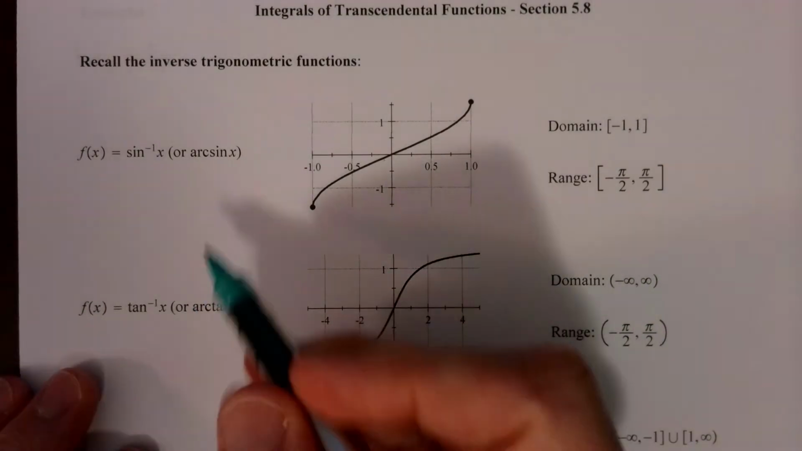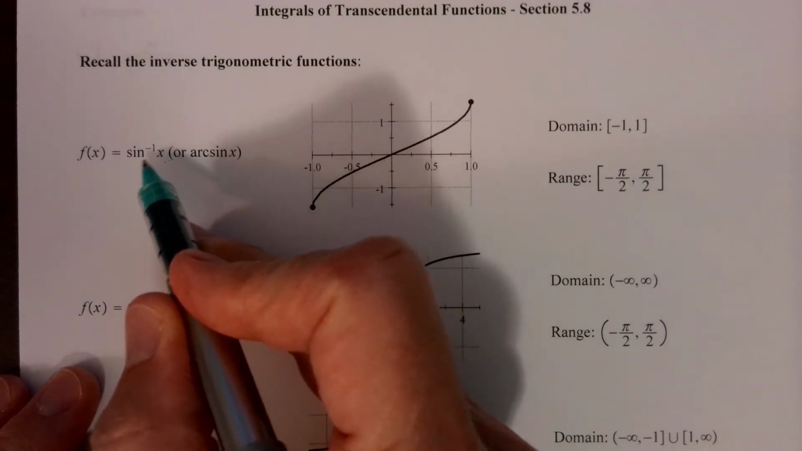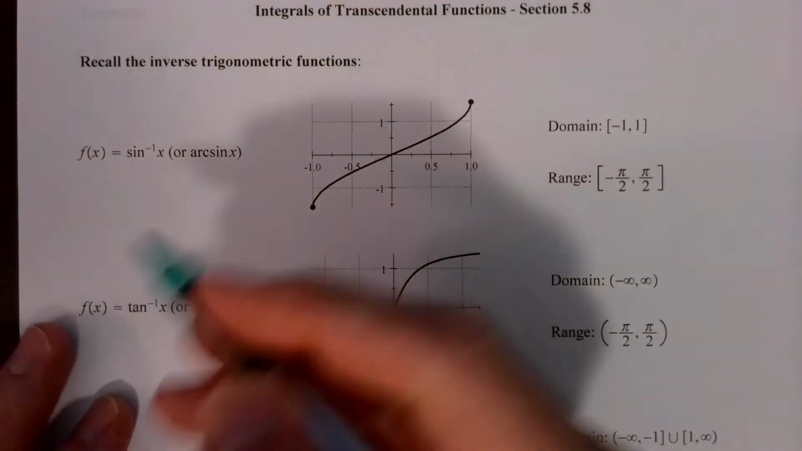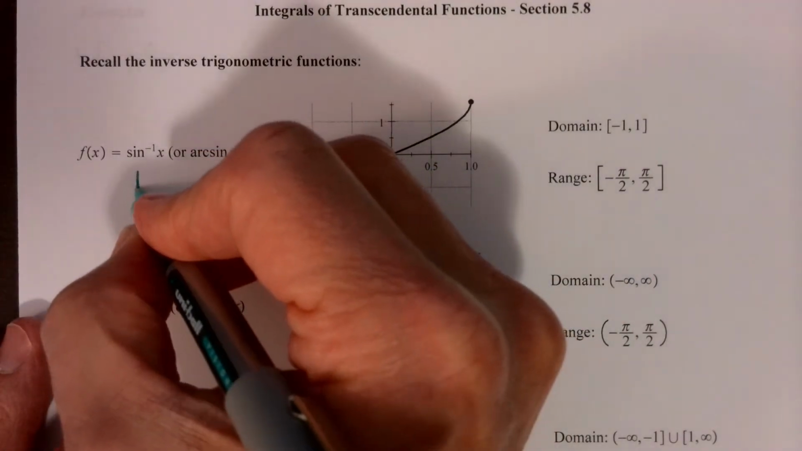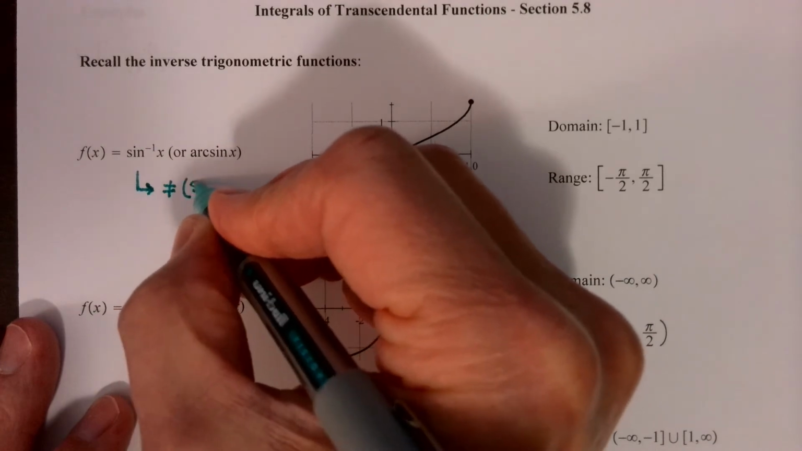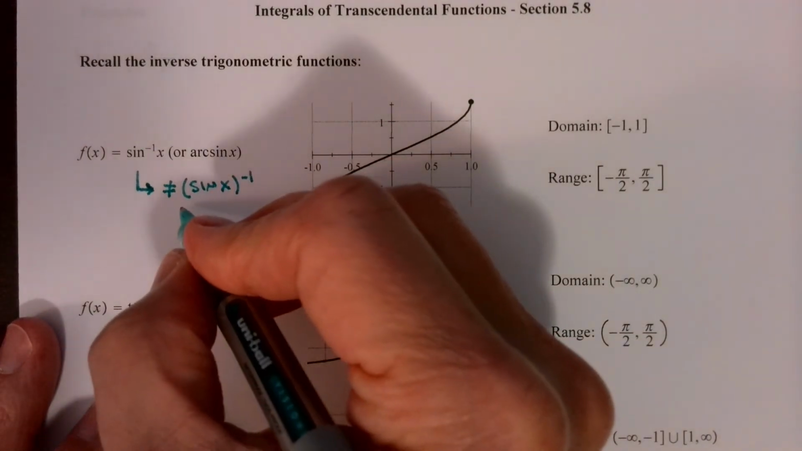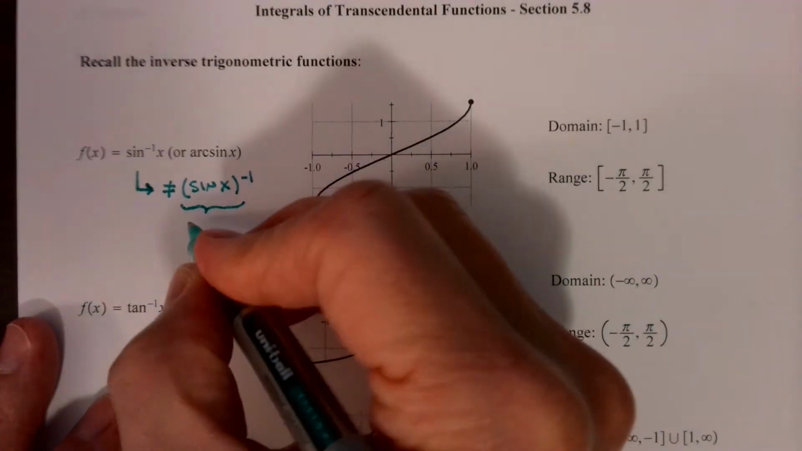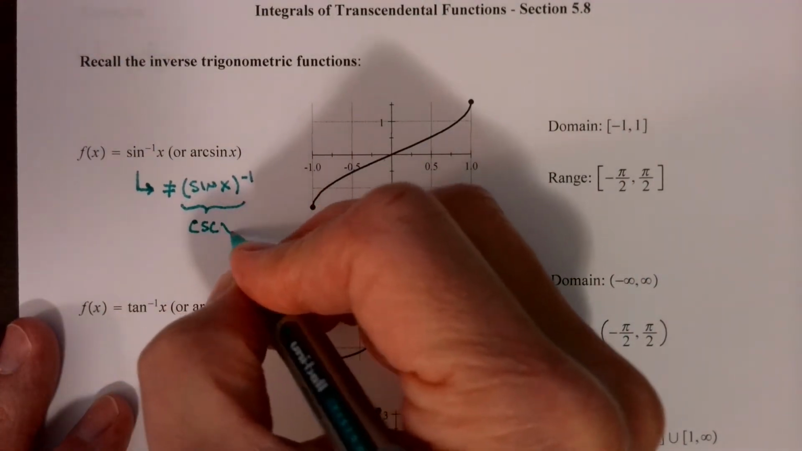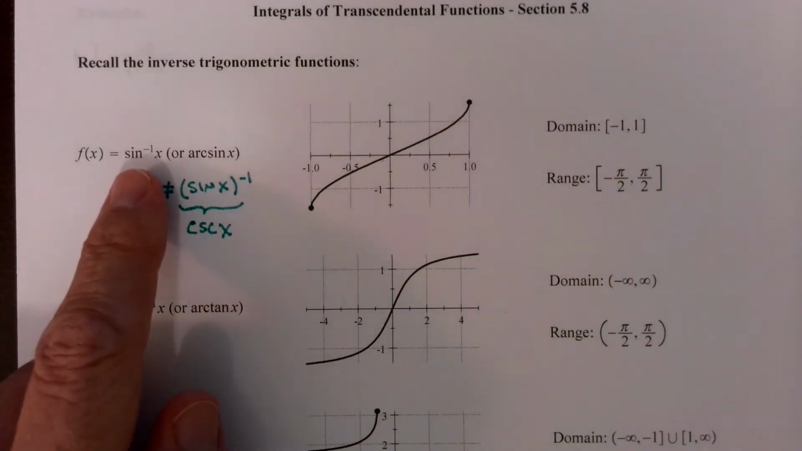Remember this little exponent here is not an exponent. This is not sine of x to the negative 1 power. So be real careful of that. Because what is sine of x to the negative 1 power? That is 1 divided by sine of x, which is cosecant x. That's not at all what we're talking about. This is the arc sine function. This is the sine inverse function.